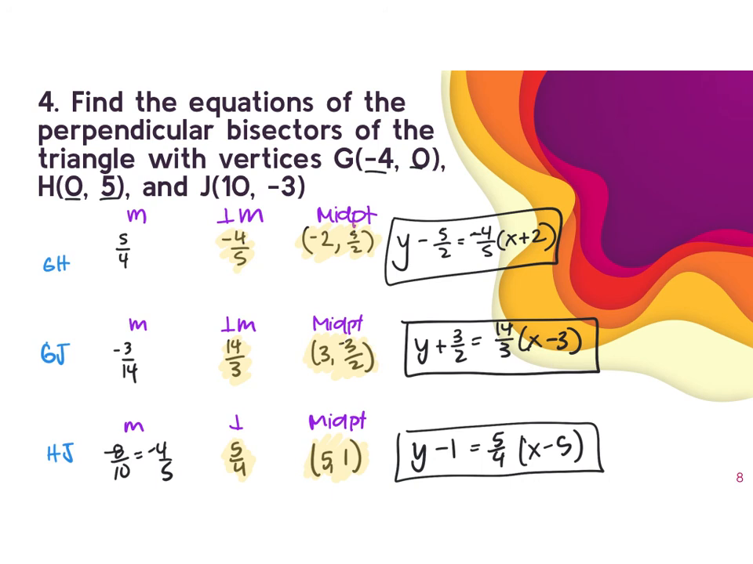GJ's equation should be y plus 3/2 equals 14/3, x minus 3. And then HJ, the equation y minus 1 equals 5/4, x minus 5.